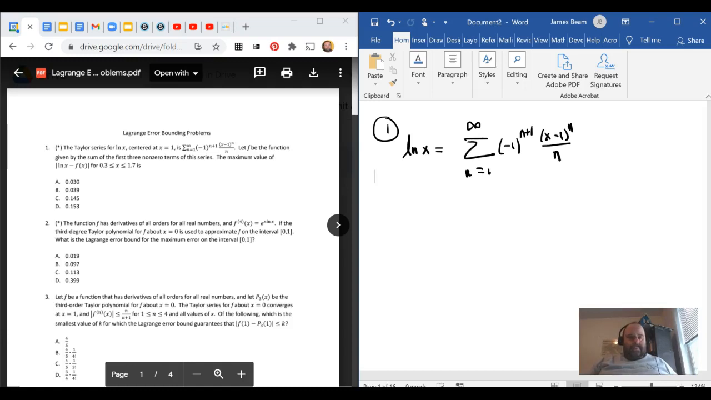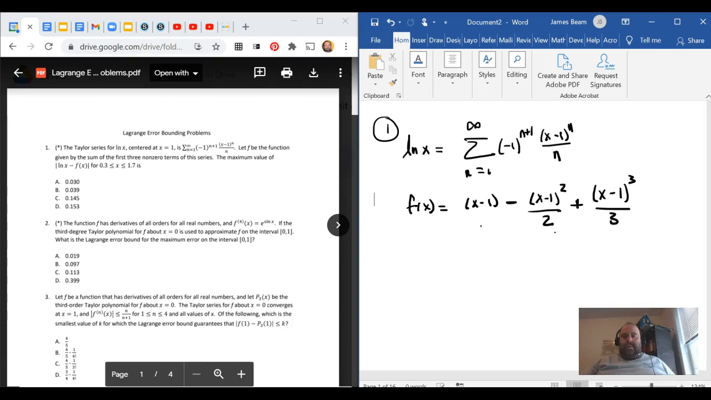Okay, so what it asks us to do is to say, well, let f of x be the first three non-zero terms of this. So the first term of this is x minus 1, right? So if I put a 1 in all of those, I get an x minus 1. Plus, now I put 2 in all of these, so that's going to be not plus, it's going to be minus, because that's going to be a -1. x minus 1 squared over 2, and then plus x minus 1 cubed over 3. So these are the first three non-zero terms.